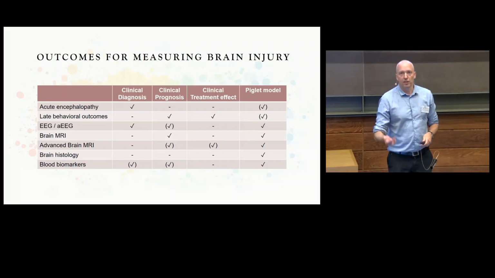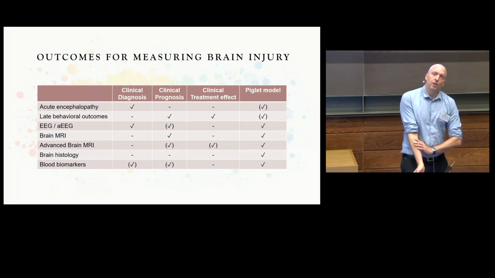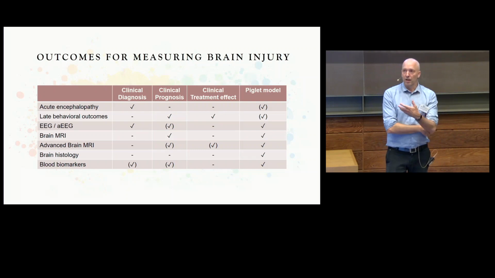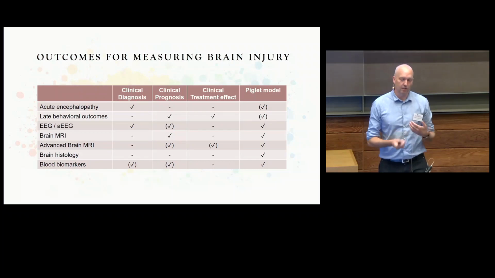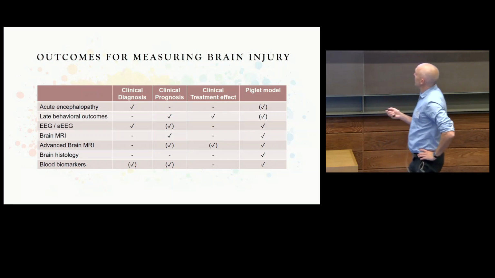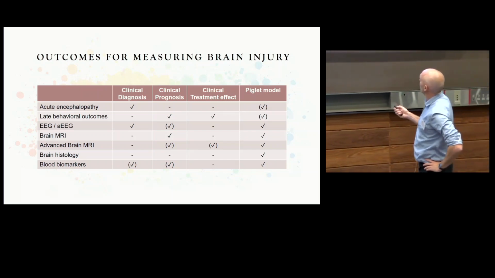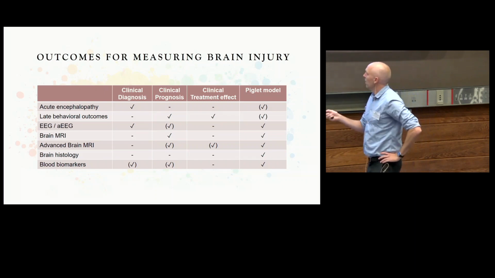But in terms of conducting clinical trials, this becomes really long if you have to wait 2, 3, 5 years for an outcome. So tomorrow you'll also hear about the TOBI trial and diffusion tensor imaging, and trying to use MRI as a clinical outcome for speeding up testing of new treatments. EEG and aEEG are also used for diagnosis. It's not that good for prognosis. It isn't really used for treatment effect because it's an earlier test. We can do all of these in the piglet model.